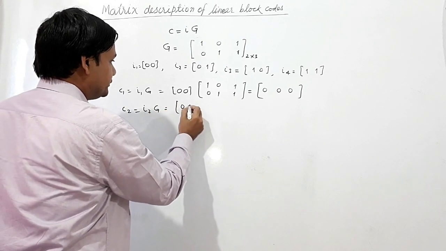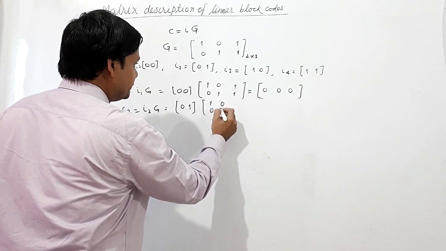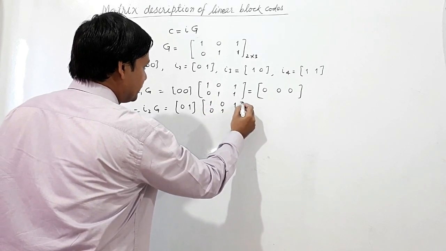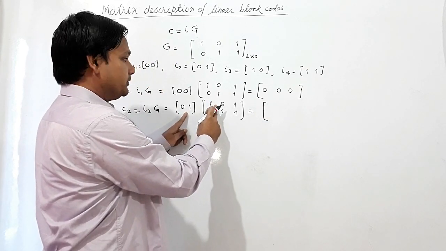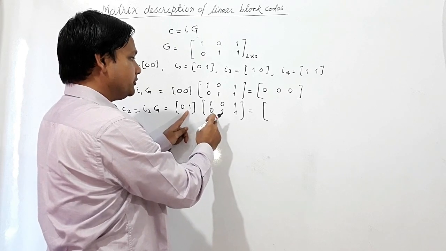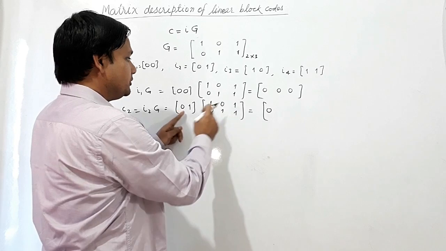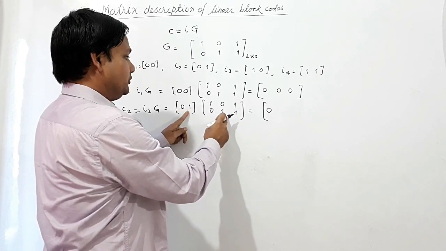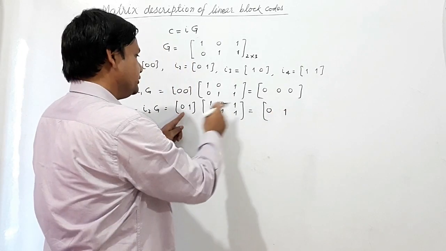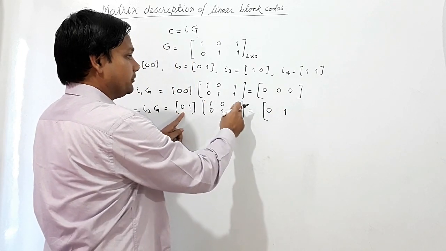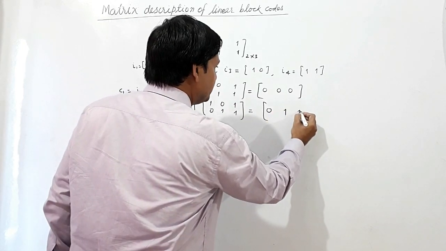For C2, it will be I2 into G. I2 is 0, 1. And G is 1, 0, 0, 1, 1, 1. 0 into 1, it will be 0. 1 into 0, it will be 0. 0 plus 0 will be 0. 0 into 0, it will be 0. 1 into 1, 1. So 1 plus 0 will be 1. 0 into 0, 0 into 1, it will be 0. 1 into 1 will be 1. So 0 plus 1 will be 1.